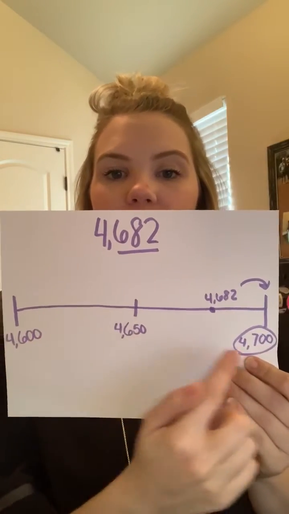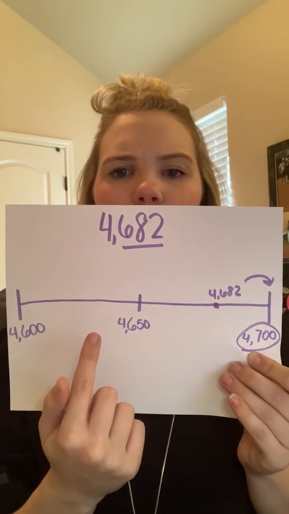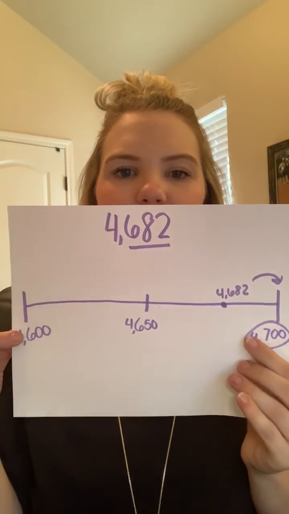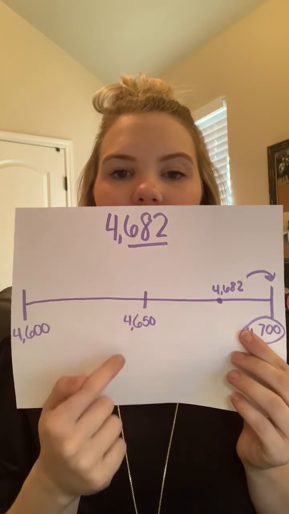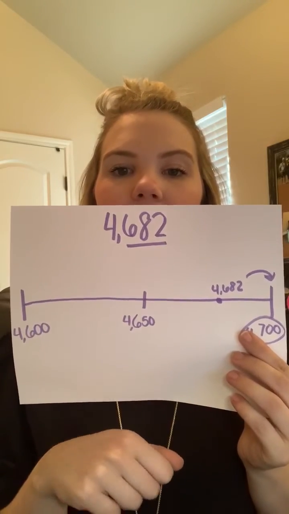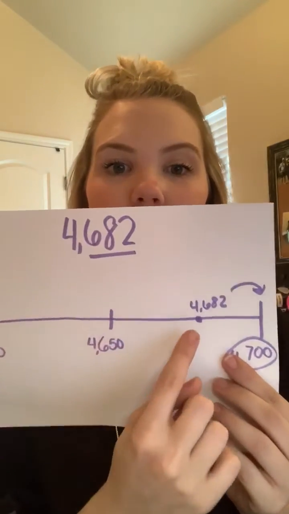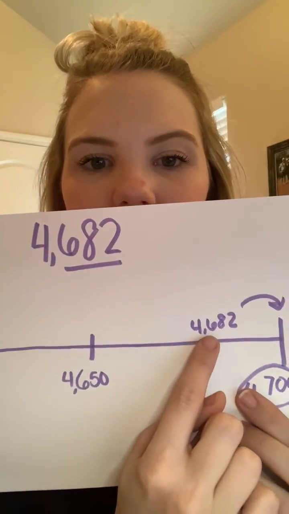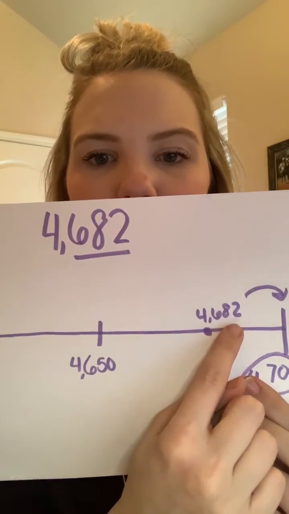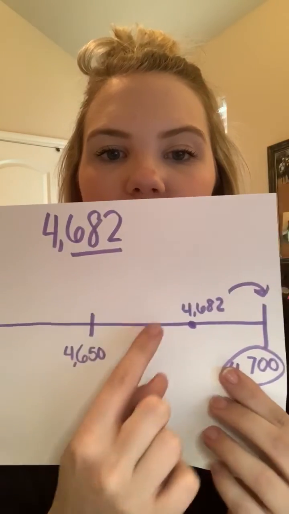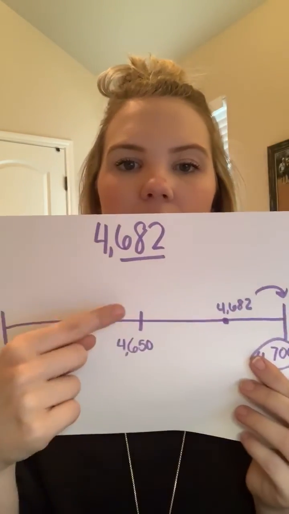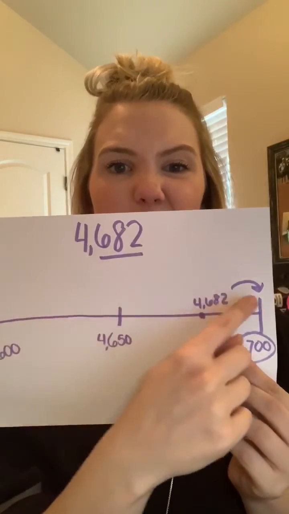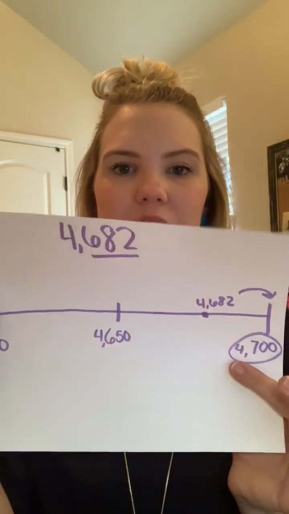After I mark my benchmarks, I find my halfway. So I ask myself, well, what's halfway between 600 and 700? 650, right? And then I add back on that 4,000. After that, I'm going to plot my number. So I know that 682 is more than 650. So I put it on the more than side. And then I ask myself, is it more than halfway or less than halfway? Well, it's more than halfway. So we're going to round up to 4,700.